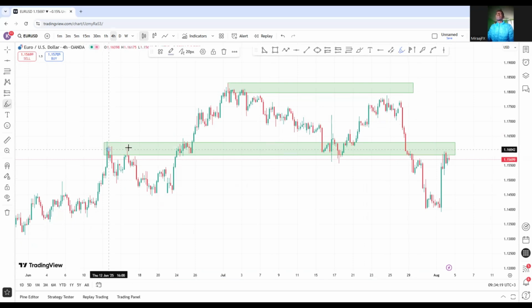This was resistance, and it became support here because the market broke above. It became support again. The market tried to break below, but it failed. It wicked down here. This again became resistance, and you can see now the market also broke below there, and now this has become resistance. So that basically means what?